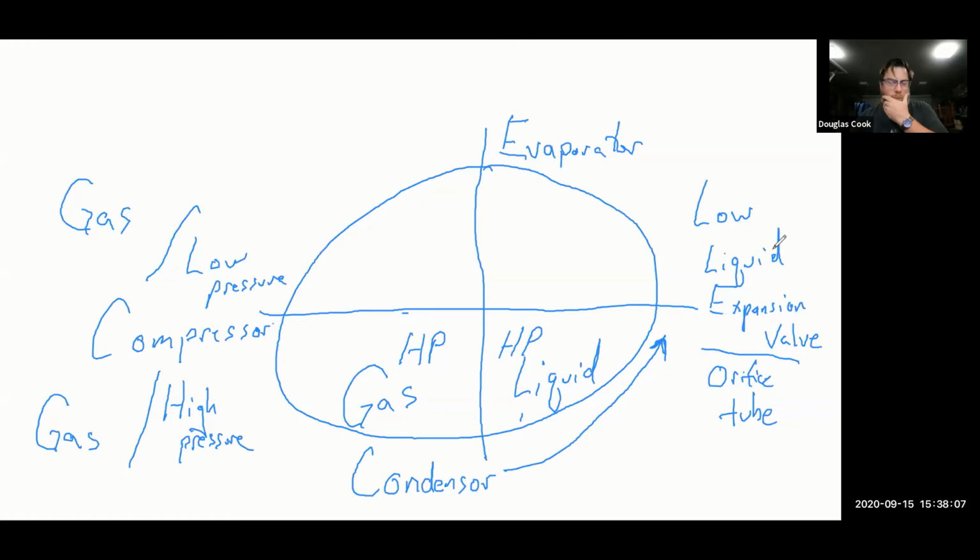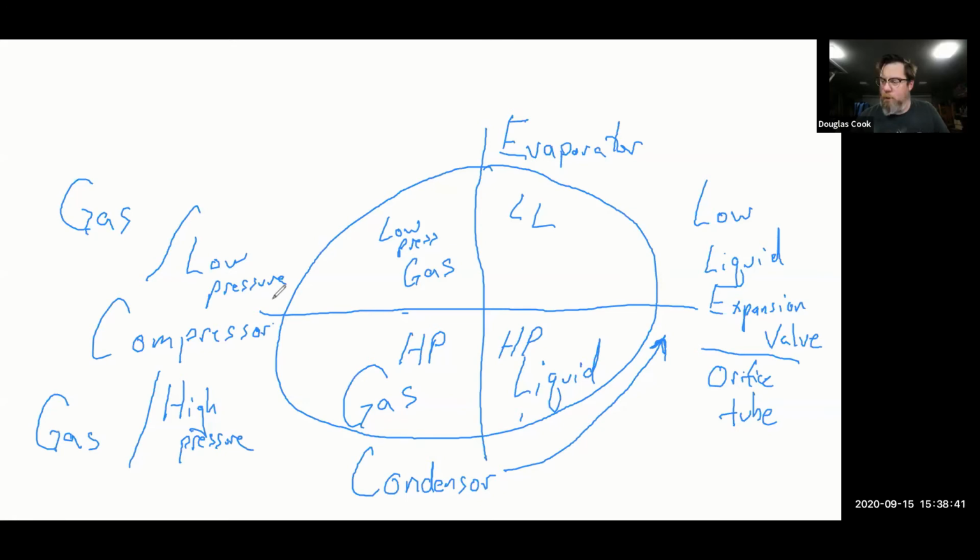All right. So then if we have a low pressure liquid leaving our expansion valve or our orifice tube, going into the evaporator, now we've reached another intersection here. So we got another change. So just like at the bottom, we change states. That's what we're going to do up here as well. We're going to go from our low pressure liquid over to a low pressure gas, in which it goes back to our compressor and we start the whole process over again.